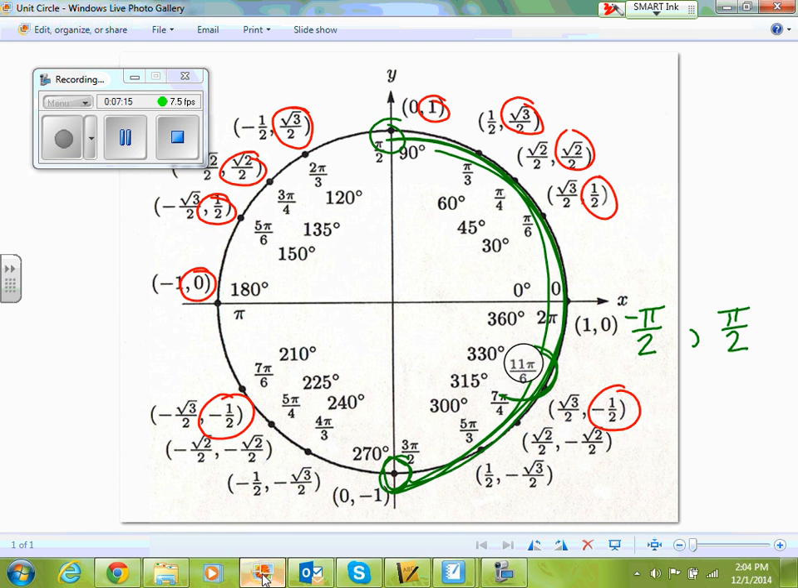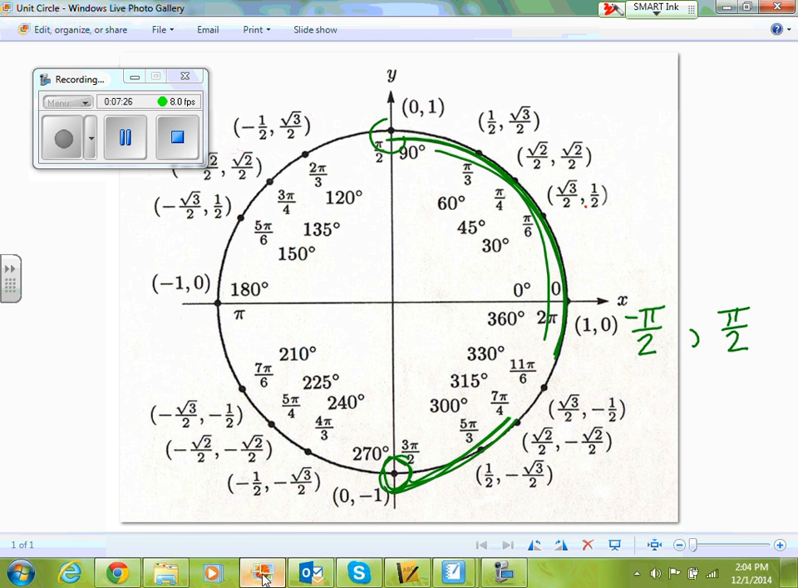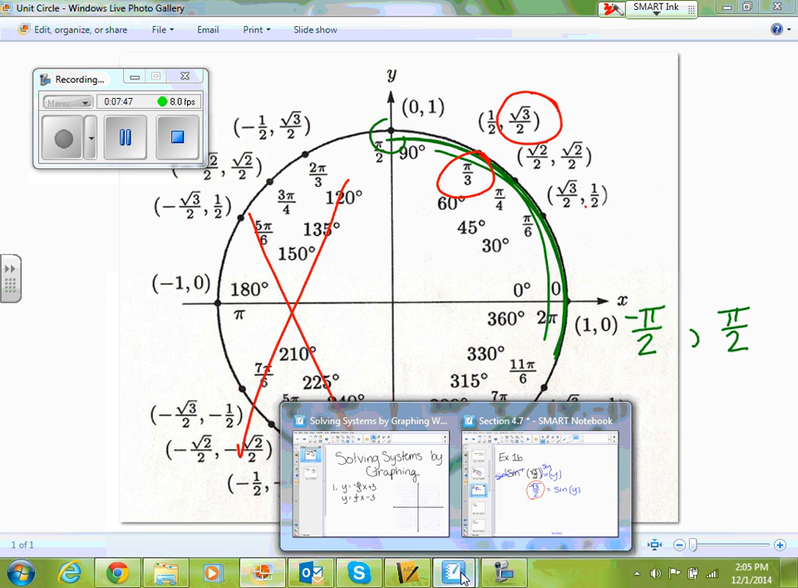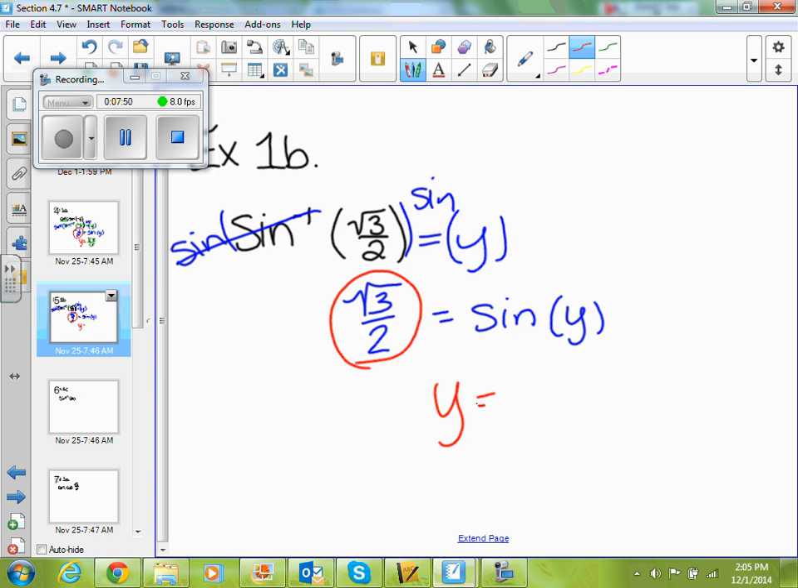And I know that the inverse of sine only exists on the right-hand side of my circle. So I can ignore this whole side of my circle because inverse sine doesn't exist over there. It only exists in this part of my circle, and so I'm looking for the square root of 3 over 2. If I ignore that side of my circle, I notice that the only way that y is square root of 3 over 2 is at pi over 3. So that tells me that y has to equal pi over 3.